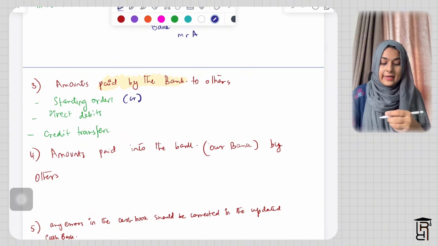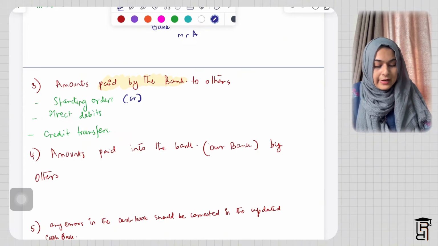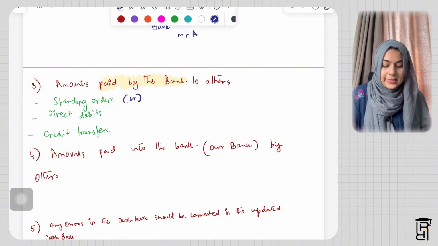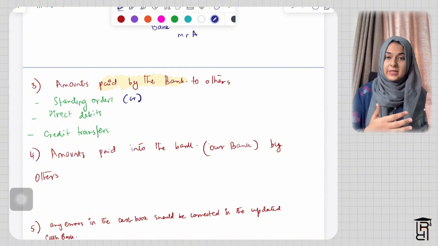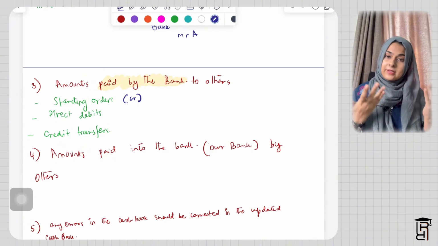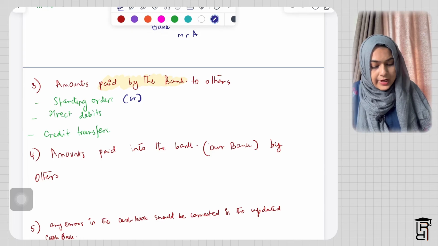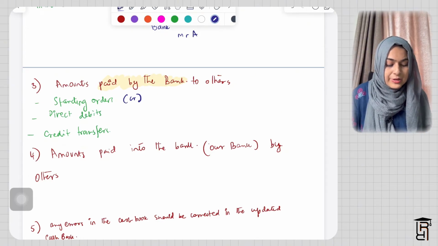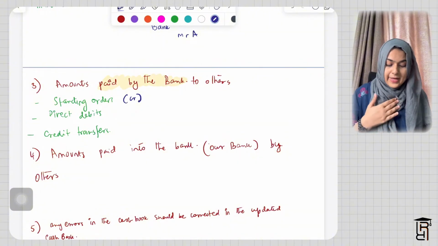So if the bank does that, you need to again credit this in the updated cash book. And credit transfer: if the bank is transferring money to someone from our account to some other account, it's again a payment. So you record this on the credit side of the updated cash book. Then we have amounts paid into our bank by others.